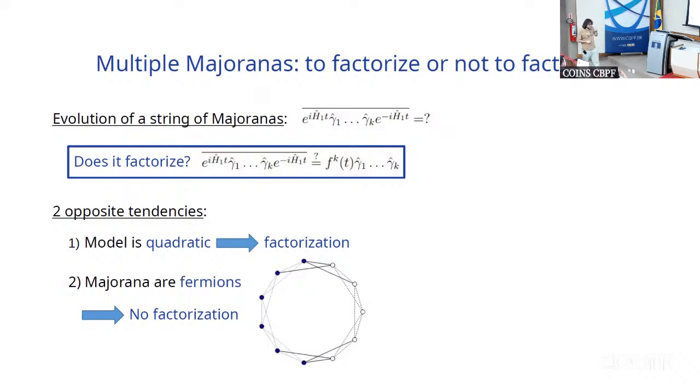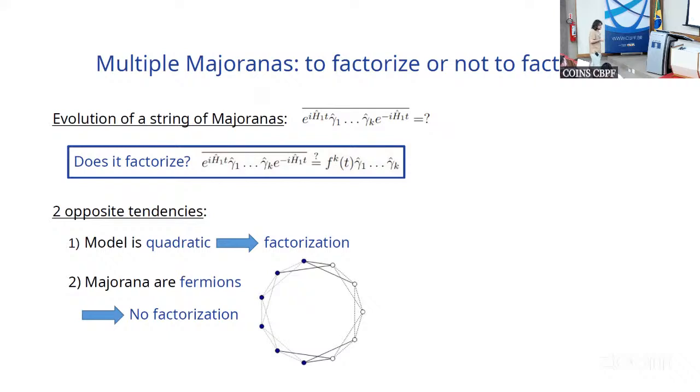Here there are two opposite tendencies. On one hand, the model is quadratic, so it's free. So we know that free systems don't interact. So this suggests that we are going towards factorization. On the other hand, Majoranas are fermions. So for example, this one here is not free to hop here because there is already a Majorana. So it's feeling the presence of the other Majoranas. So this is something that goes towards the tendency of not factorizing.